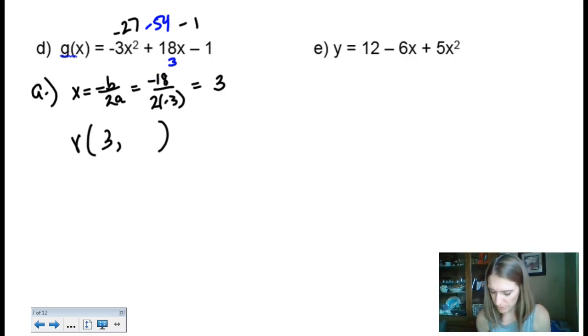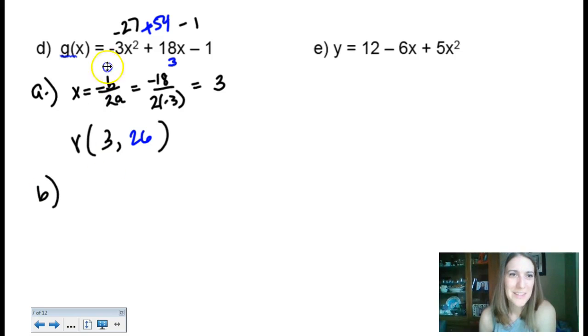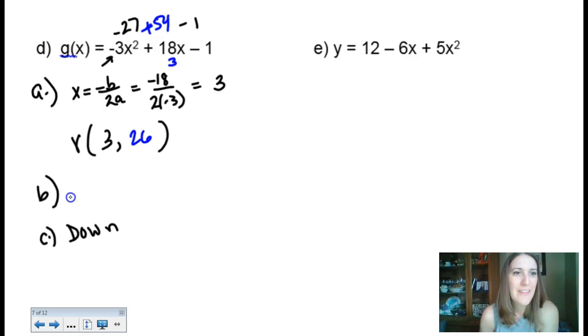Oh my goodness, it's zero. Not negative, it's positive 3. Positive 54. Okay, 27 minus 1 is 26. Yeah. Okay, so there's our vertex. The a value is negative 3, which means this is going to open down. I kind of skipped one, sorry about that. And the axis of symmetry, or the line of symmetry, is at x equals 3.